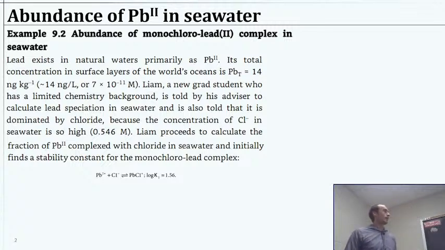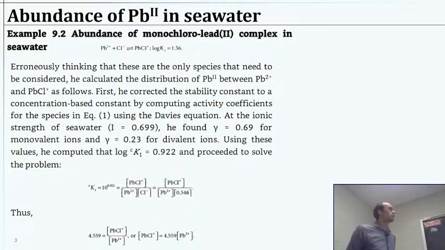He's also told that it's dominated by chloride, because the concentration of chloride is quite high in the ocean, about half a mole per liter. So Liam proceeds to calculate the fraction of lead 2 complex with chloride in seawater, and initially finds a stability constant for the complex with a log K of 1.56. And what he's looked at is Pb2+ + Cl- goes to PbCl+. Okay, so that's his initial venture.